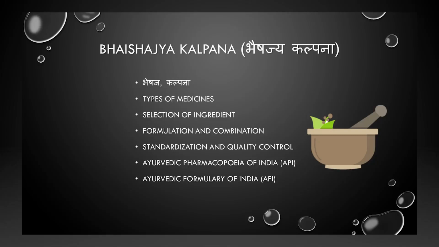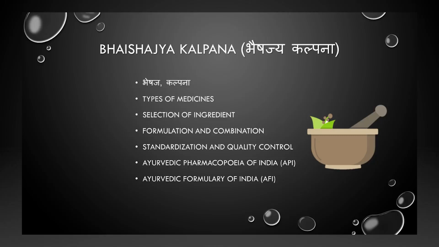Mainly three types of medicines: herbal, herbo-mineral, and mineral and metallic preparations. Herbal medicines are prepared with herbs and herbal products. Herbo-mineral medicines are prepared with herbs, minerals and metals as ingredients. Mineral and metallic preparations are prepared with minerals and metals as main ingredients with herbal juices and decoction.